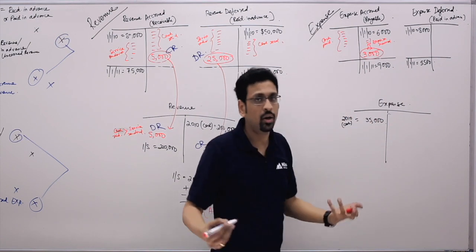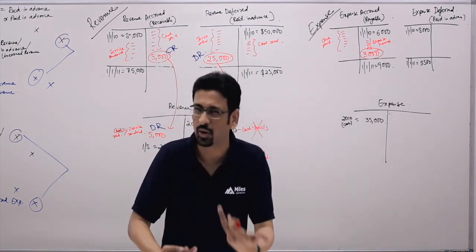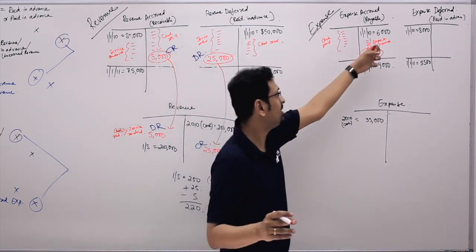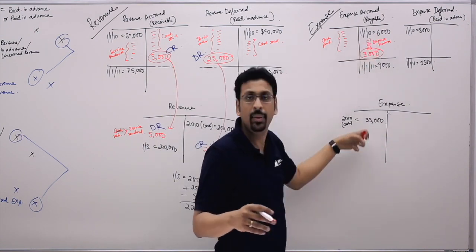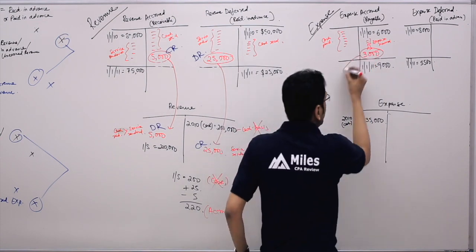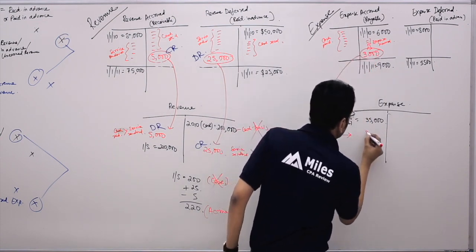Or if this is getting a little too complicated for you, simple, a credit plug here needs to become a debit down here. So this $3,000 needs to become a debit, plus $3,000 here.